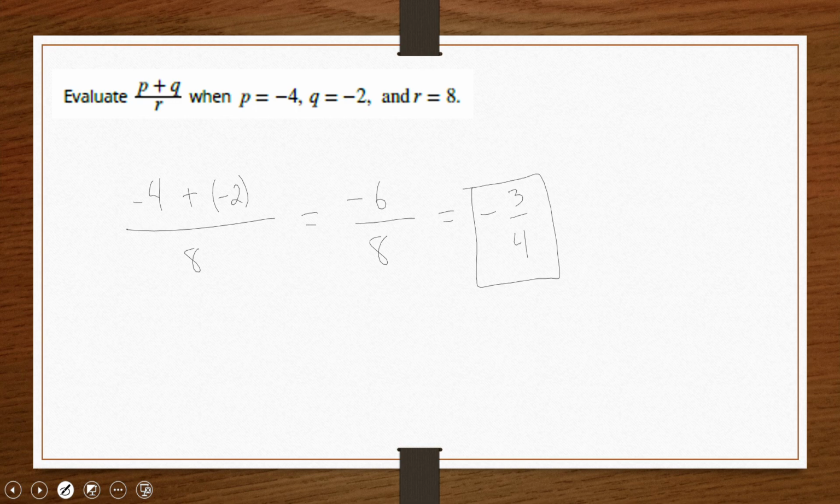So fairly simple examples. Go and practice this on your own. There's plenty of examples within the text for you to try out.